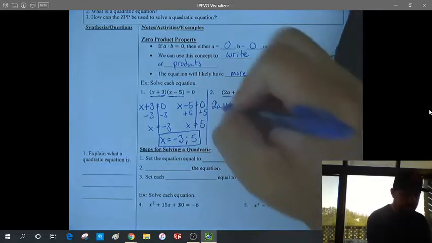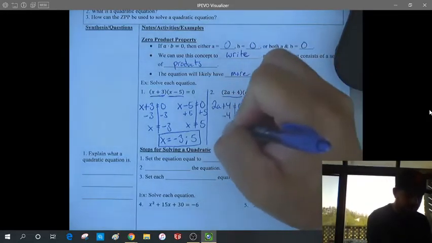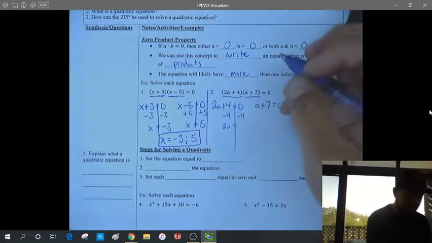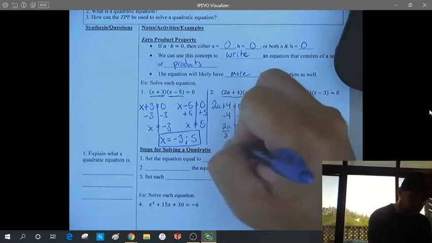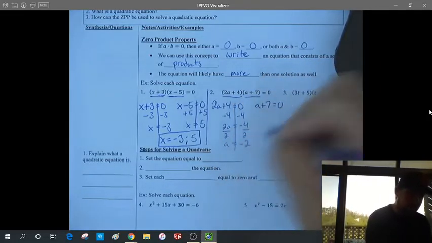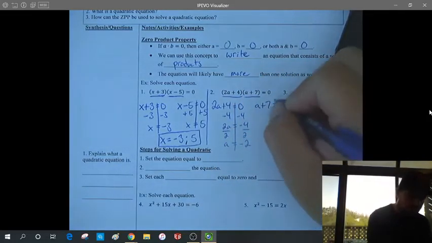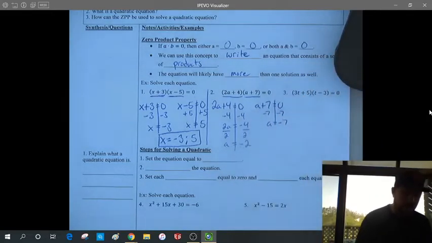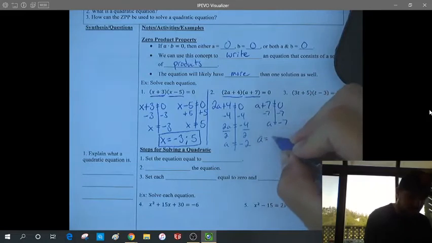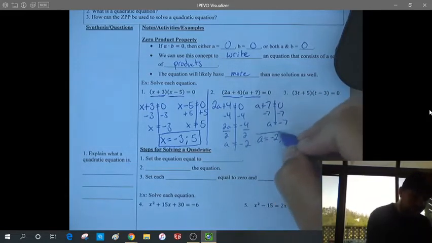The first one's a little two-step equation, so I first have to subtract 4 from both sides. I get 2a is equal to negative 4. Divide by 2, and one possibility is that a could be equal to negative 2. Or, over here for this one, subtract 7 from both sides, and a could be equal to negative 7, so a could be equal to negative 2 and/or negative 7.